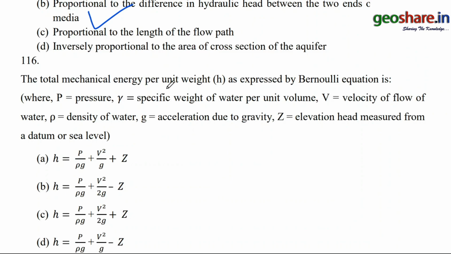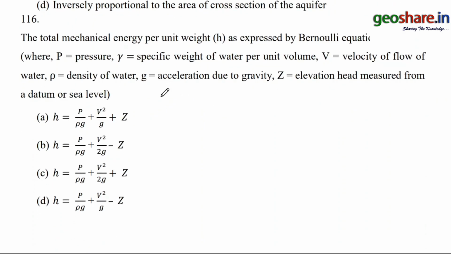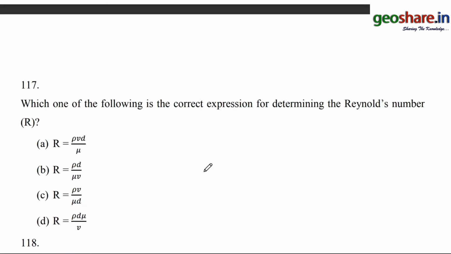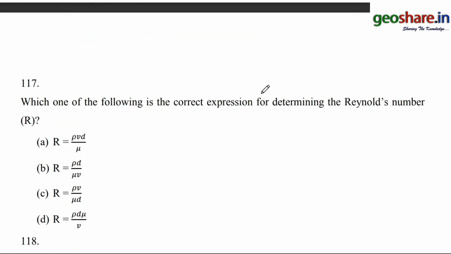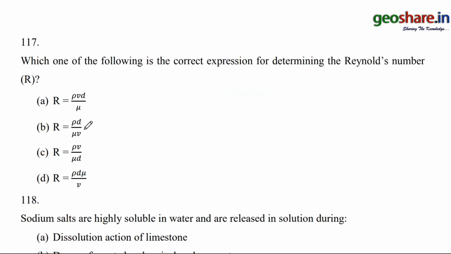The total mechanical energy per unit weight H is expressed by Bernoulli's equation, where g is the acceleration due to gravity. The answer will be C. Which one of the following is the correct expression of determining Reynolds number R? A.